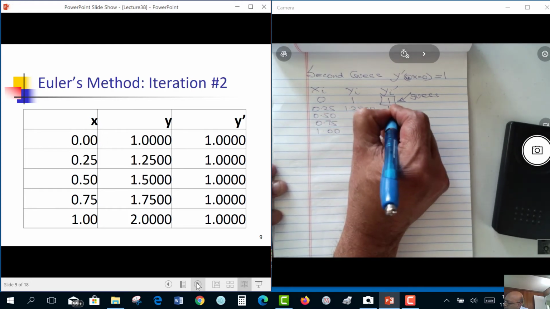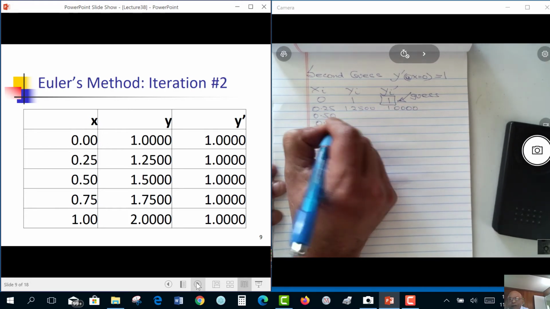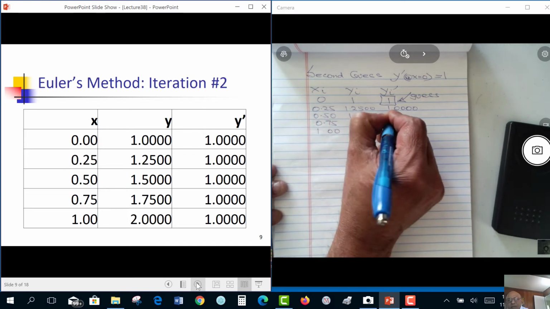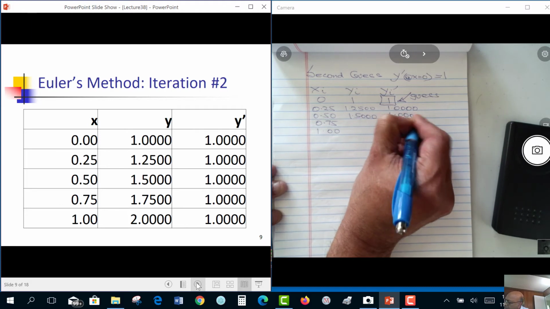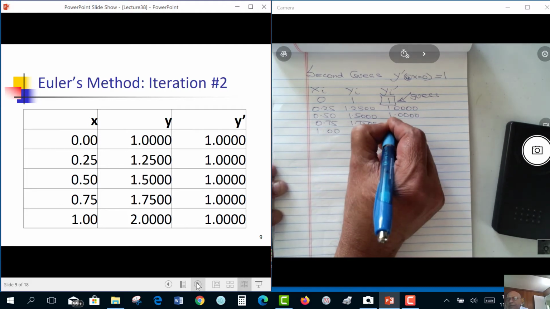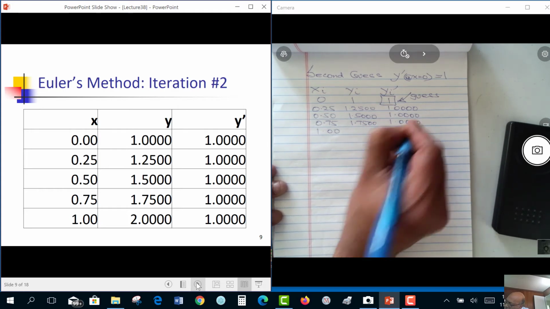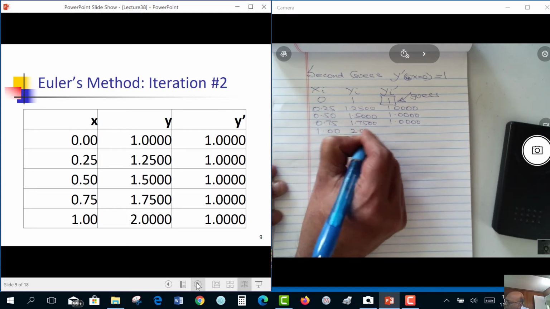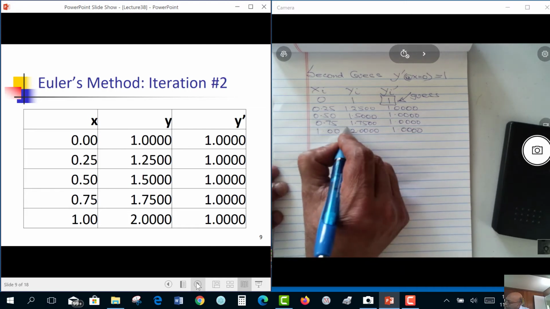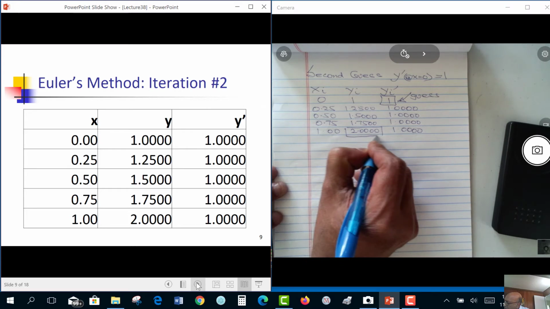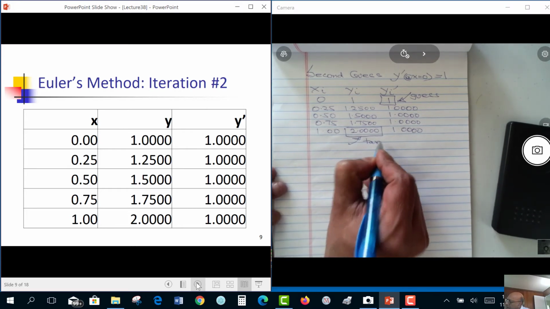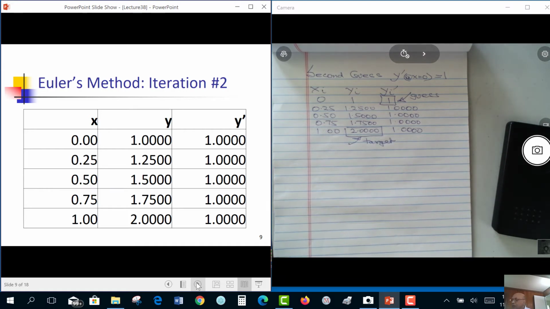1.2500. This is 1. We get 1.5000. This remains 1. 1.7500 remains 1. 2.00 remains 1. So now we wanted to get 1.5, but instead we shot at 2.